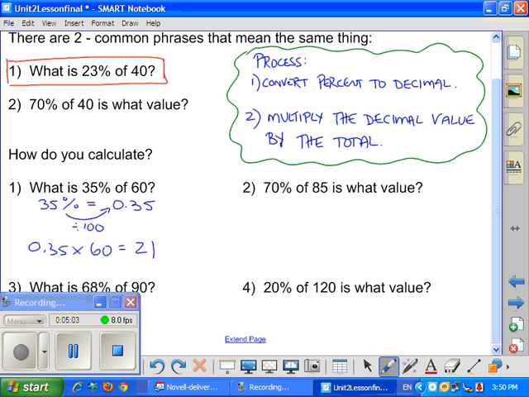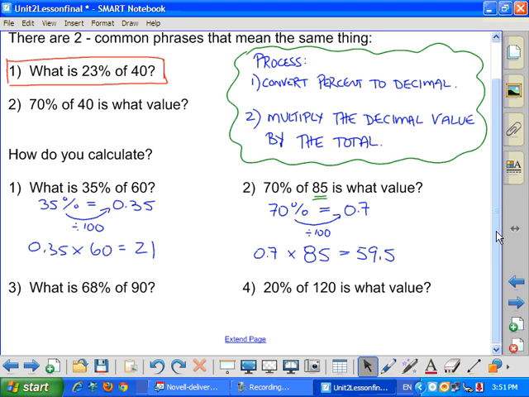The next one, 70% of 85 is what value? So it's just the opposite wording, or the other wording. So 70%, we need to write it as a decimal. In your note, we divide by 100, we get 0.7. We take that decimal value and we multiply it by the total amount, and our total amount is what's given. So there's 85. Whether it's $85 or 85 marks, we do 0.7 times 85, and we get 59.5.